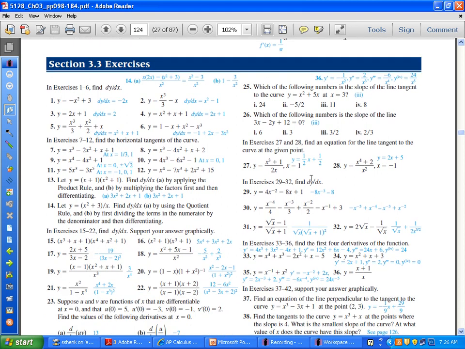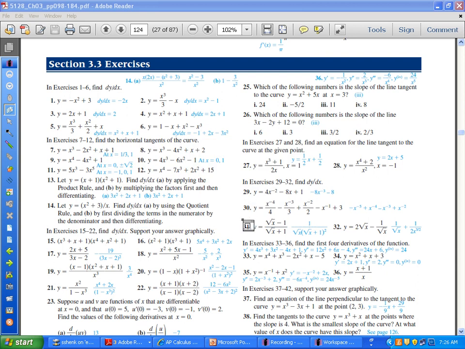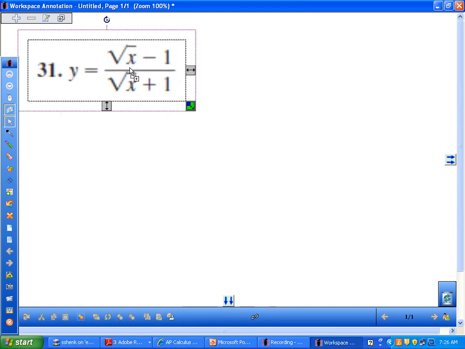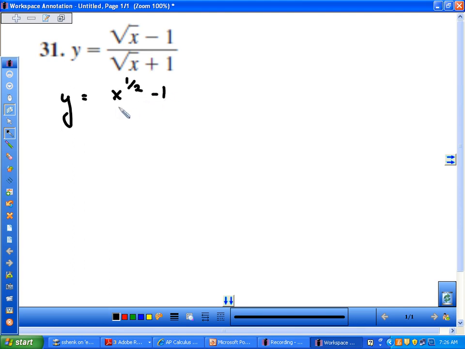31. Directions again: to find just dy/dx. Find the derivative in 31. There's going to be a couple things we're going to do here to make it a little bit easier on us. One of our major rules so far has been the power rule. So I'd really like to re-express these as powers of x. What is the square root of x equal to as a power of x? X to the 1/2. This is x to the 1/2 minus 1 divided by x to the 1/2 plus 1.